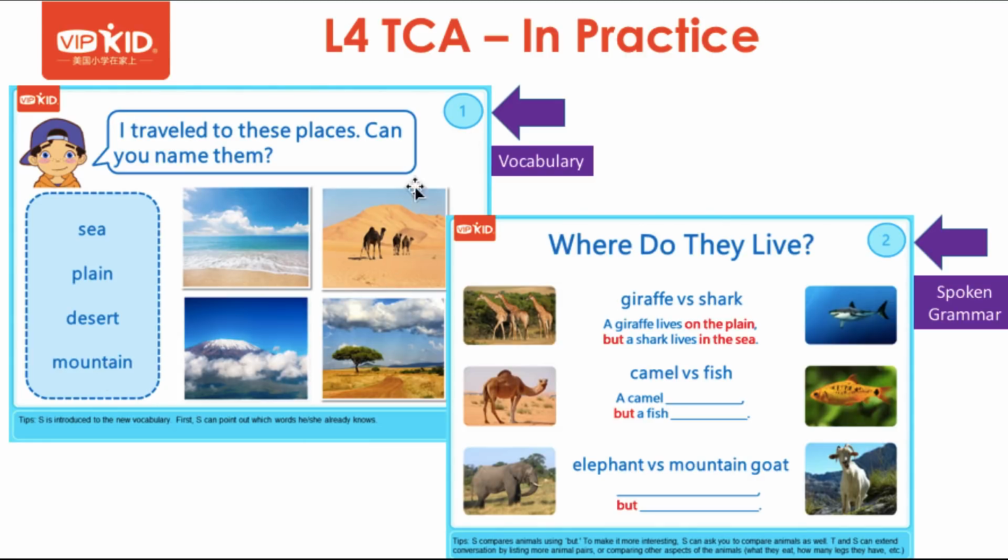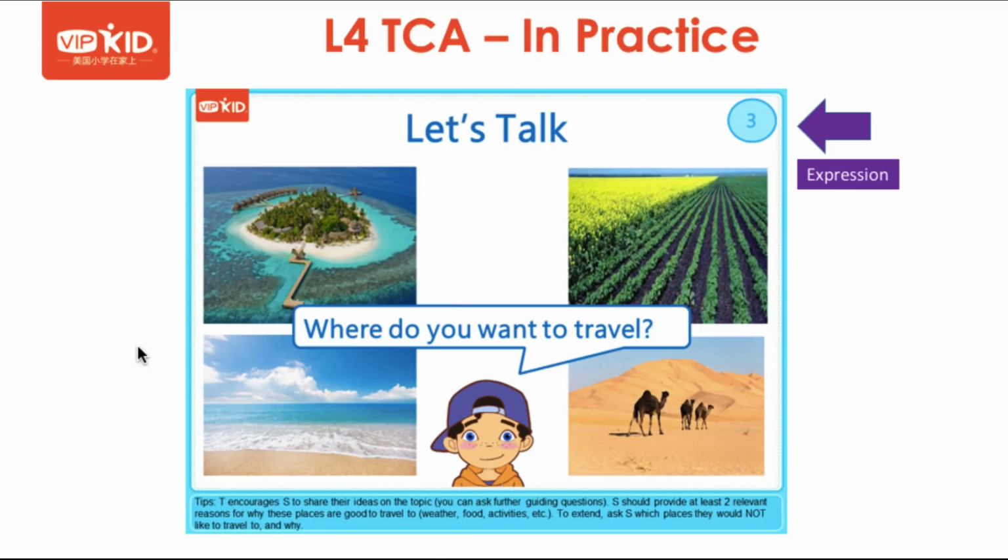So are they able to identify these based on the vocabulary? Where do these different animals live? Are they able to do the spoken grammar and get it all fairly correctly? Again, 1, 3, and 5. Let's talk: where do you want to travel to? Again, how is their expression? Again, a 1, 3, and a 5.